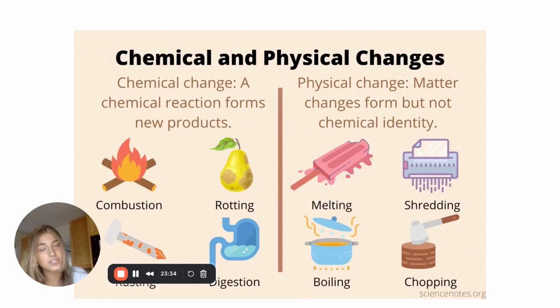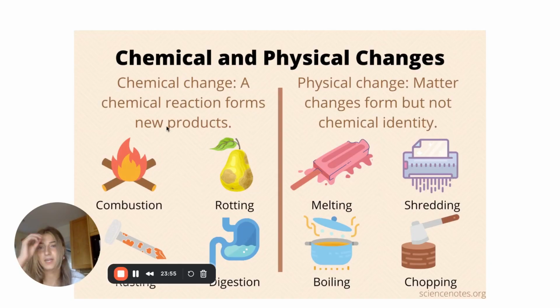Okay, so chemical and physical changes. A chemical change is when a chemical reaction forms new products. So like we saw, rusting, rotting, and also combustion and digestion. And a physical change is when matter changes form but not chemical identity. So melting, shredding, boiling, chopping.